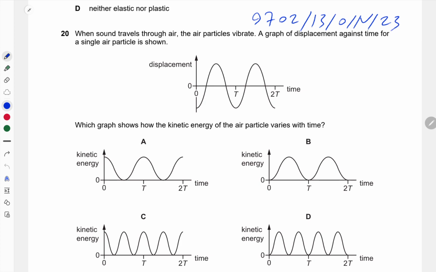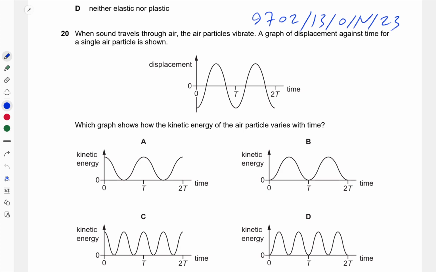So let's directly start. When sound travels through air, the air particles vibrate. A graph of displacement against time for a single air particle is shown. Which graph shows how the kinetic energy of the air particle varies with time?